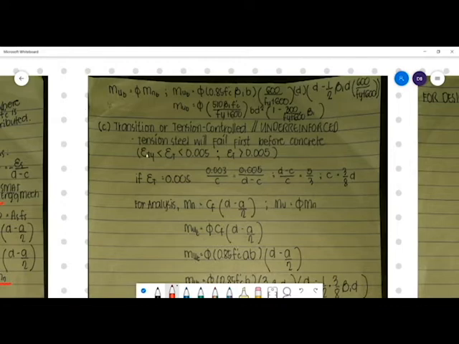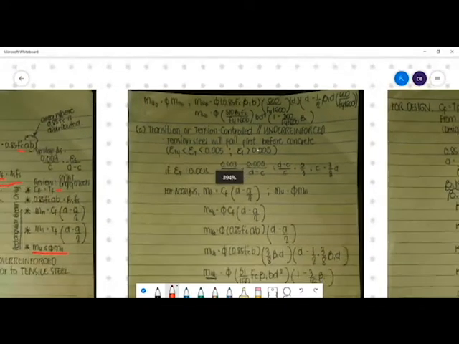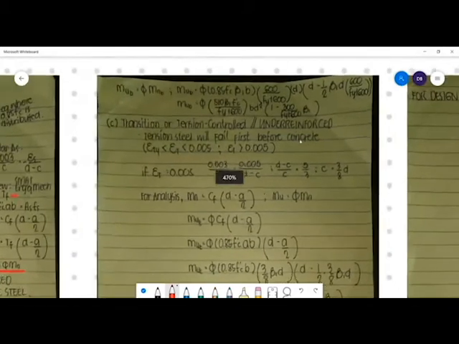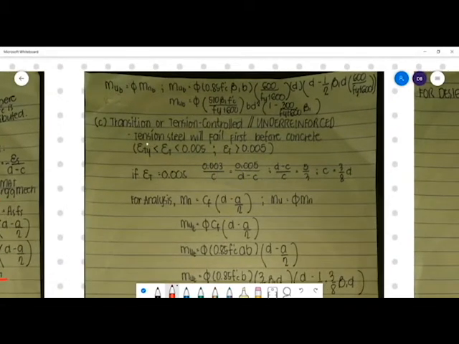Next type of design is the transition or the tension control. Other term would be under reinforced. So tension steel will fail first before concrete. Ito yung ideal design natin kasi nga when the steel will fail first, the reinforcing steel, the tension steel gives a warning on the concrete through its cracks, through the concrete cracks.